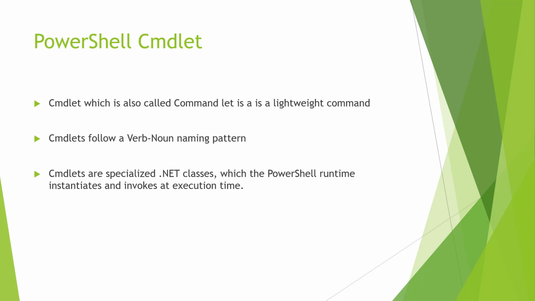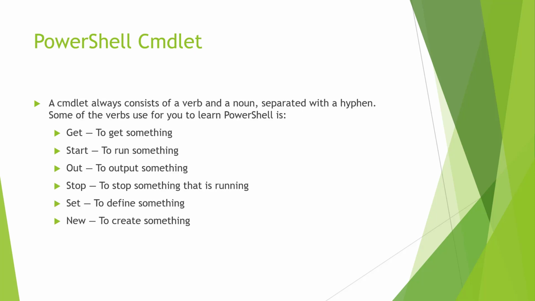They are classes of a program that you can run. So normally a commandlet will start with a verb and then it will follow a noun. Things like get, start, out, stop, set, new. These are commandlets, the starting function, so you know what to do. If you're getting something, or you're starting something, or if you're setting something, you're going to start with those words. And we're going to go through some examples of how to use these coming up.